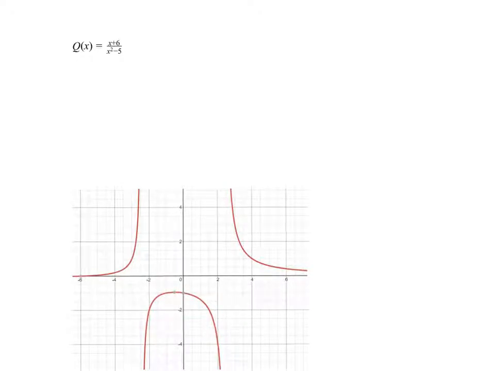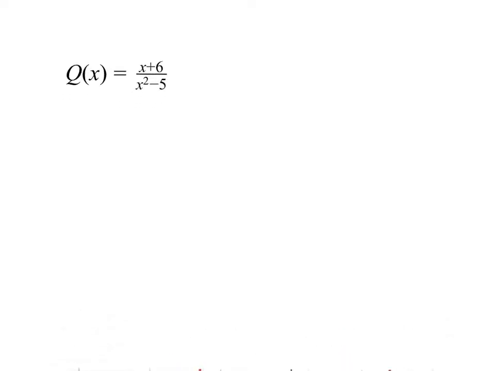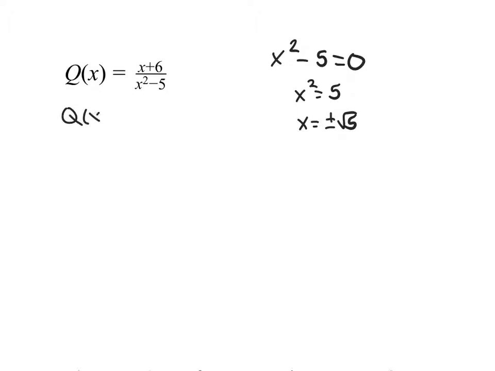Okay, let's look at this one. Now this one's a little trickier to write in factored form because there is no perfect square for 5. But as we remember from section 2, if we take x squared minus 5 and solve it, x squared is 5. So x is equal to plus or minus the square root of 5. So you can have asymptotes at irrational numbers. That is no problem. So we have x plus 6, and this would factor as x minus root 5 and x plus root 5.